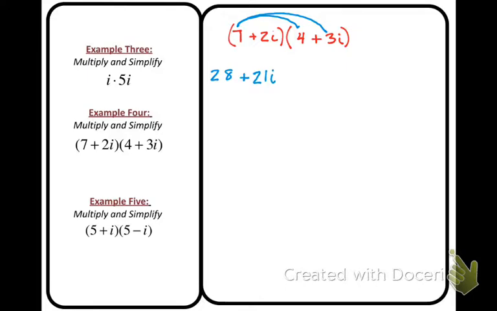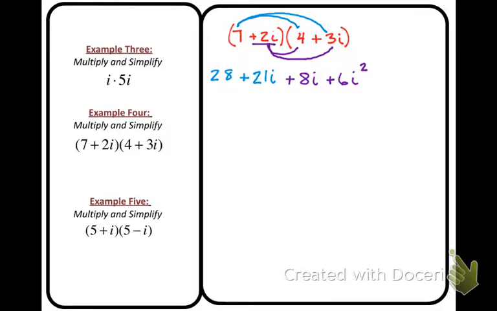Now we go on to the 2i. So 2i times 4 gives us 8i. And the tricky part, 2i times 3i. Remember, 2 times 3 is 6. And i times i is i squared.